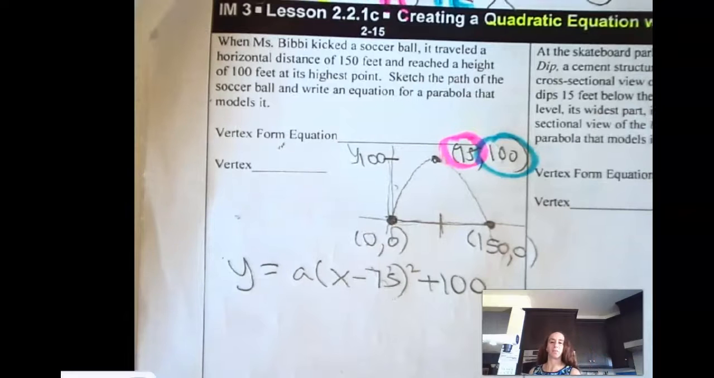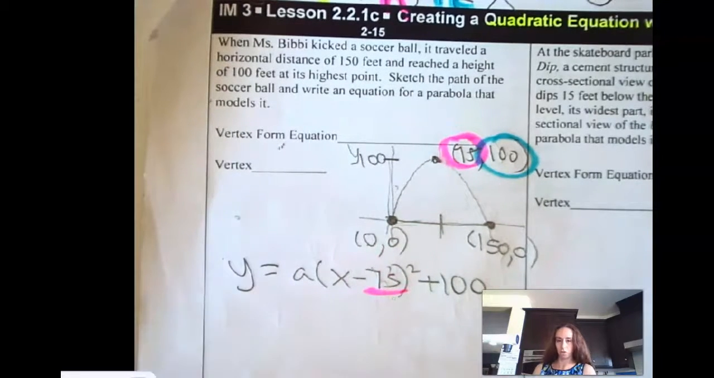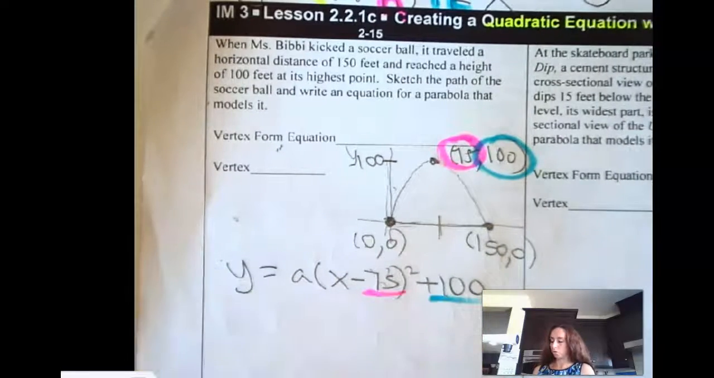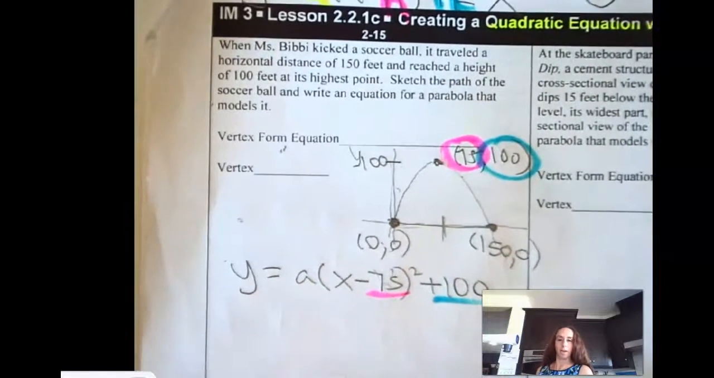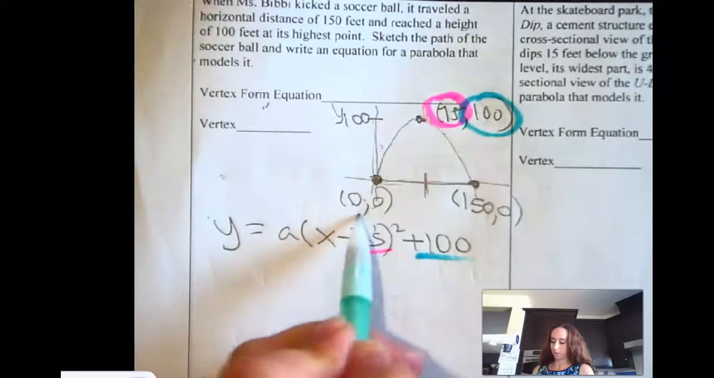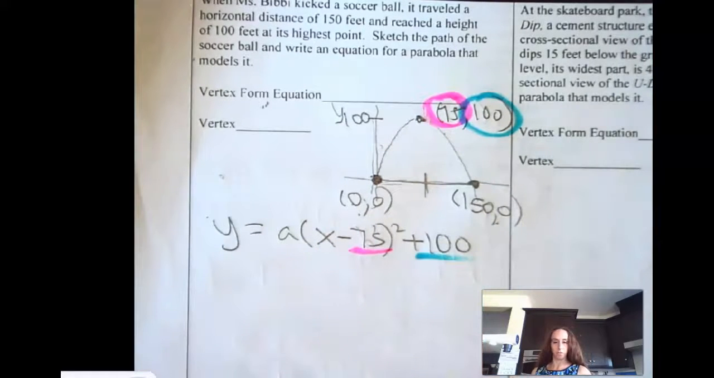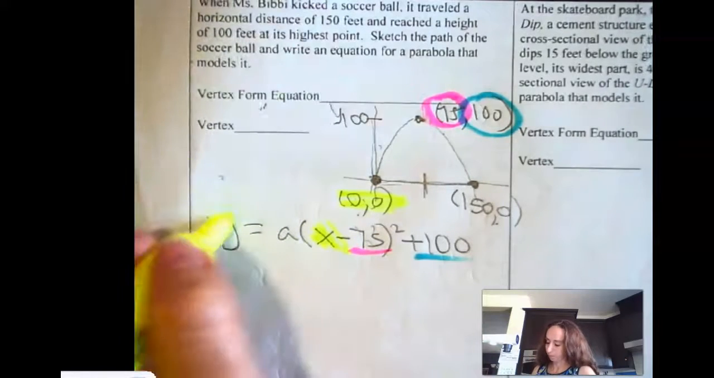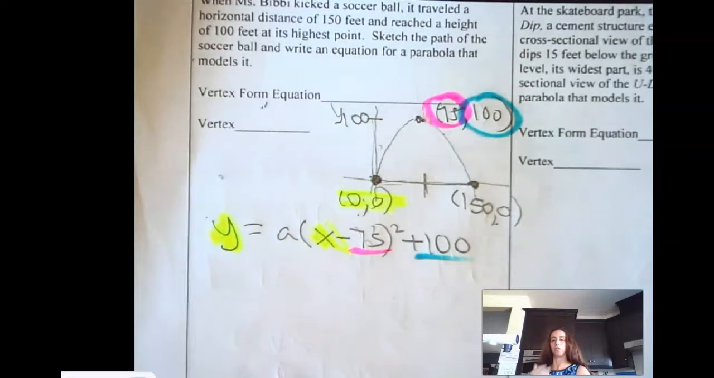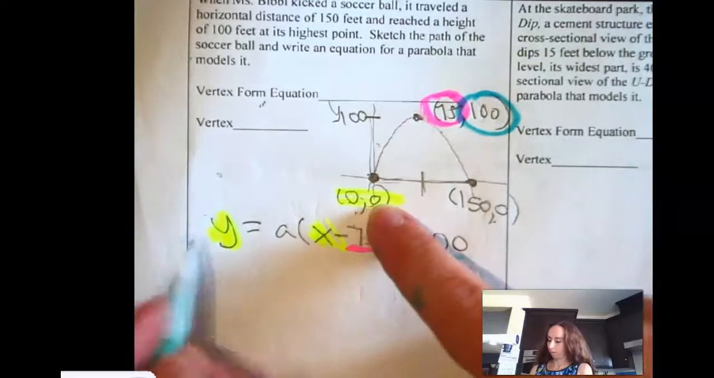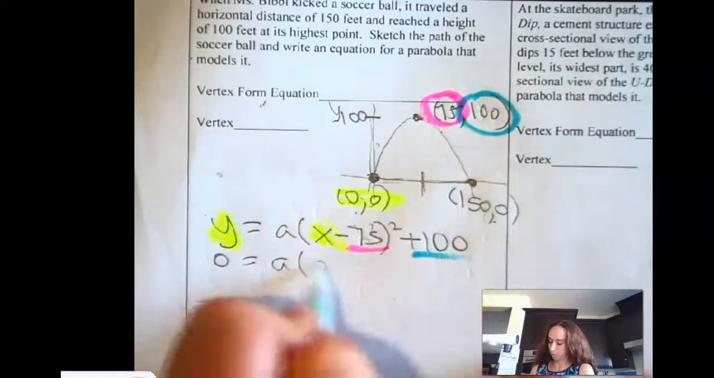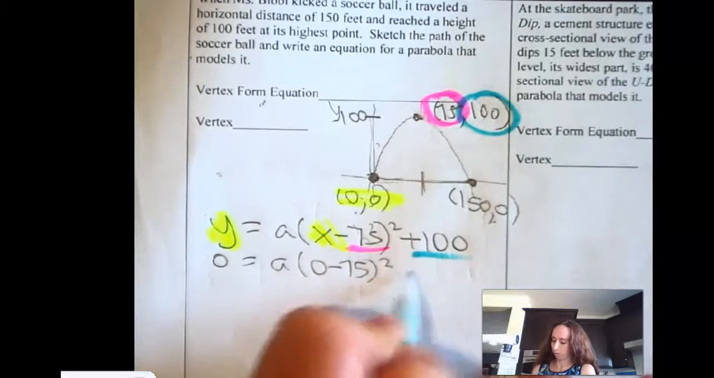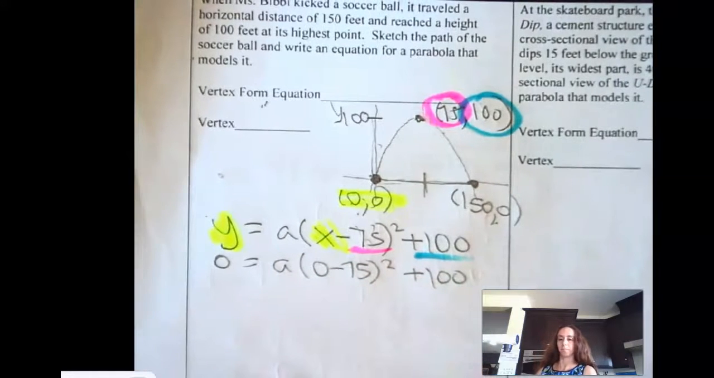Okay. Well, that's close, but I don't have my a yet. So how the heck am I going to get my a? I can use one of these points to get my a. Now, do you think I'm going to pick 0, 0, or do you think I'm going to pick 150, 0? Of course, I'm going to pick 0, 0. So I'm going to plug 0 in here, and I'm going to plug 0 in here, and then I'm going to solve for a. So that means 0 equals a times 0 minus 75 squared plus 100.